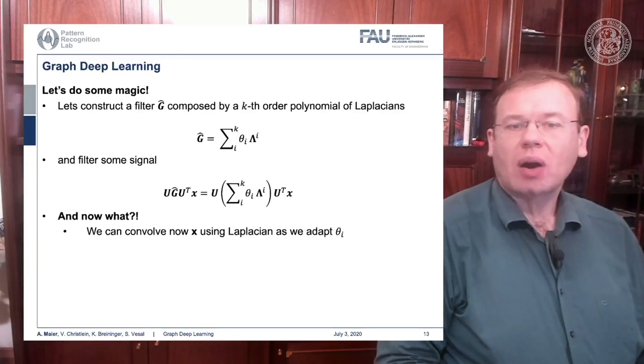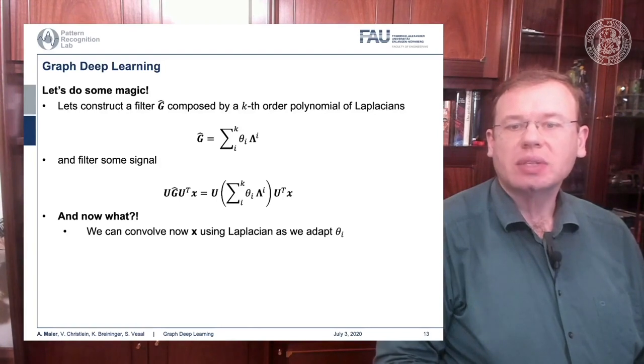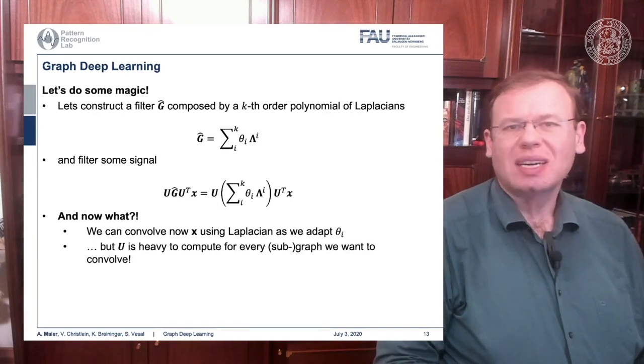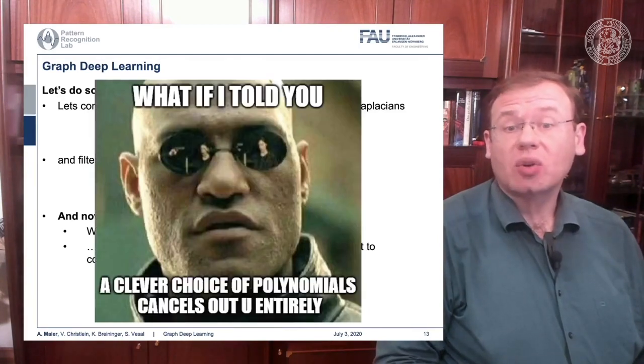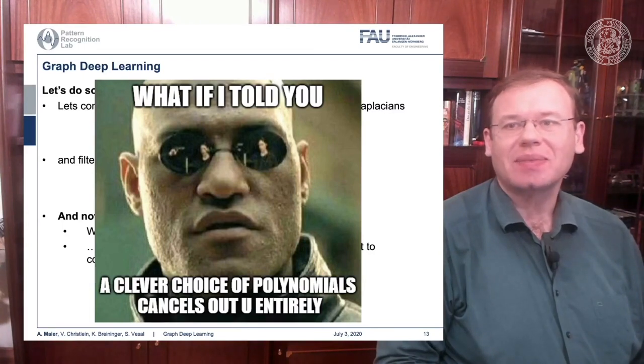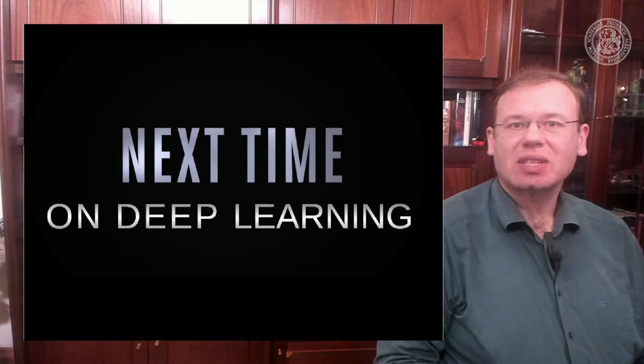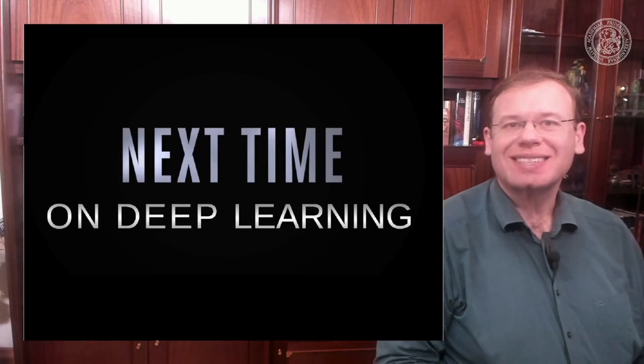Now what? Well, we can convolve x now using the Laplacian as we adapt our filter coefficients theta. But U is actually really heavy. Remember, we can't use the trick of a fast Fourier transform here. So it's always a full matrix multiplication. And this might be very heavy to compute if you want to express your convolutions in this type of format. But what if I told you a clever choice of polynomials cancels out U entirely? Well, this is what we will discuss in the next session on deep learning.